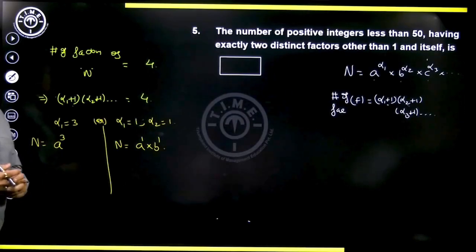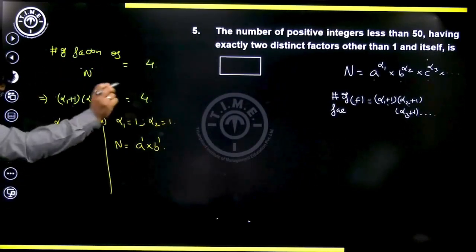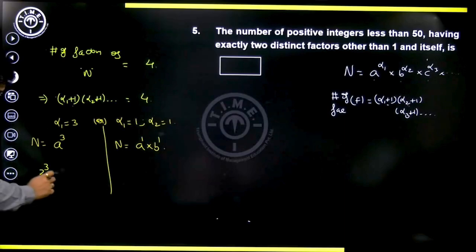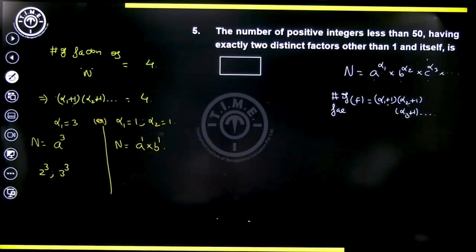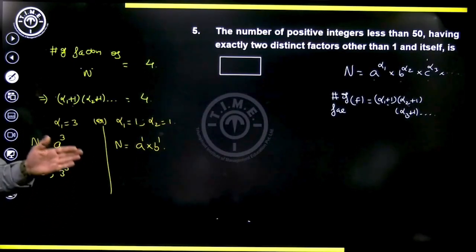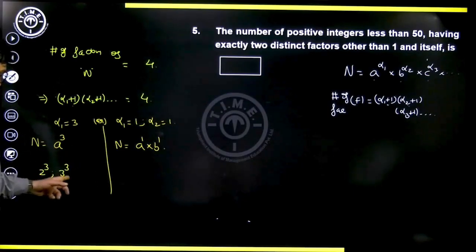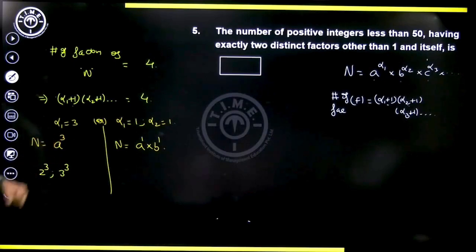Now when we start counting, a cube would mean a perfect cube. So how many perfect cubes do we have less than 50? We have 2 cube, it will have 4 factors. We also have 3 cube, 27. It will also have 4 factors. Now we can't go for the next, 5 cube and all, because a should be a prime. I can't say 4 cube. A should be 5, and 5 cube is much more than 50. So we have only 2 such numbers.